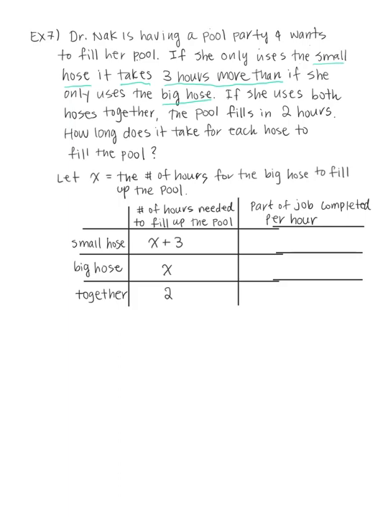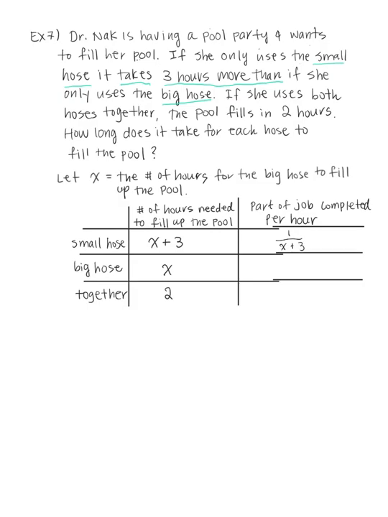Now let's think about this. Suppose it's going to take us 5 hours to fill up the pool. Then per hour, how much of the job have we completed? Isn't it just 1/5? So the same idea applies here. Instead of 5, I got x plus 3 going on. So the part of the job completed per hour by the small hose would be 1 over x plus 3, just like 1/5.